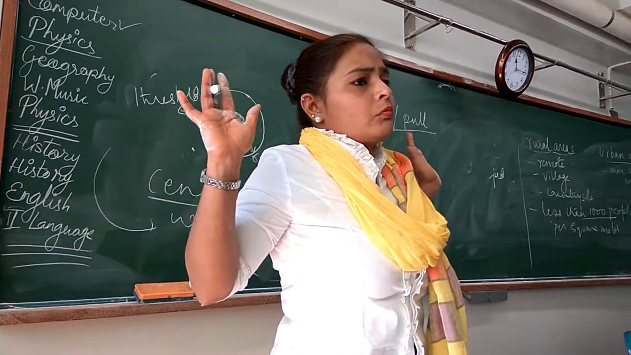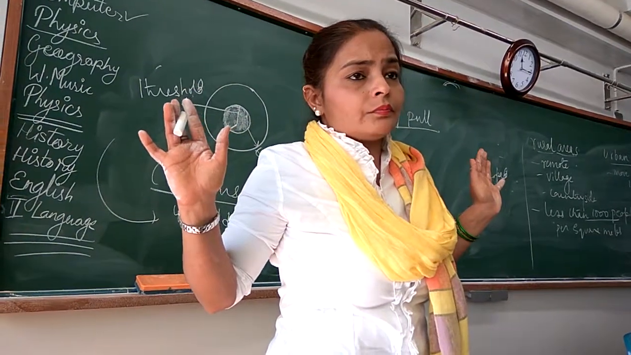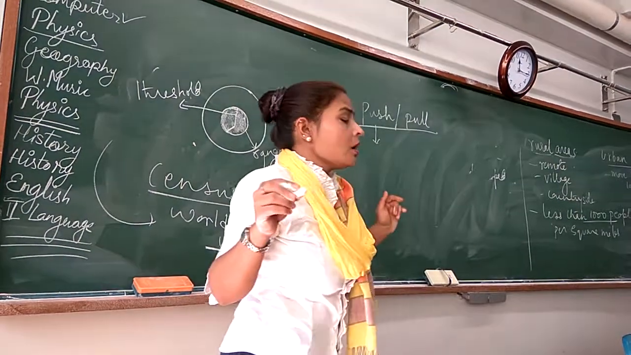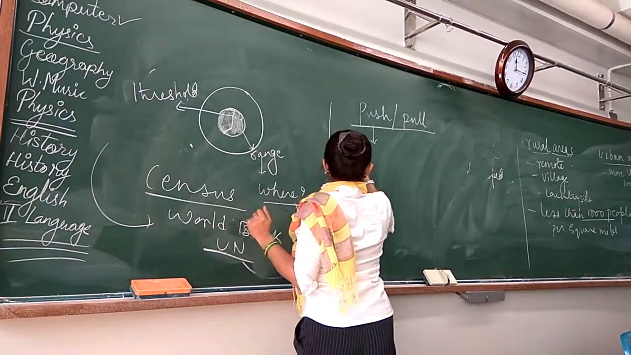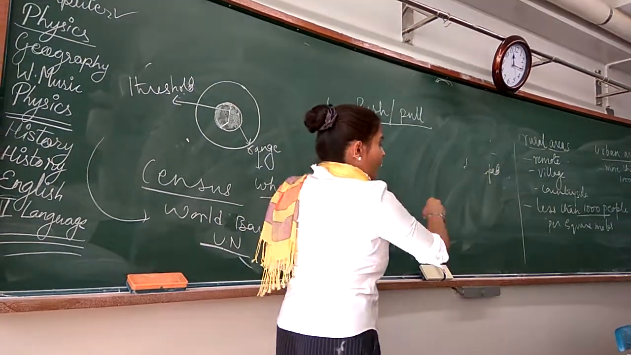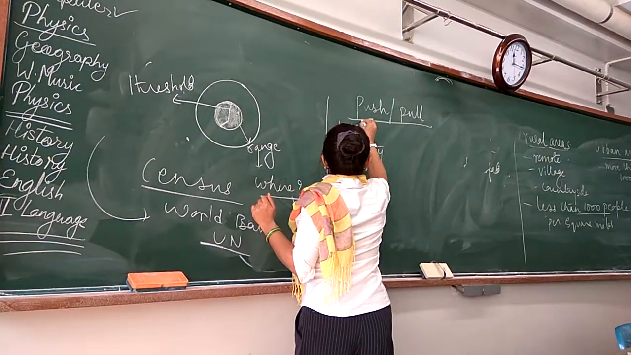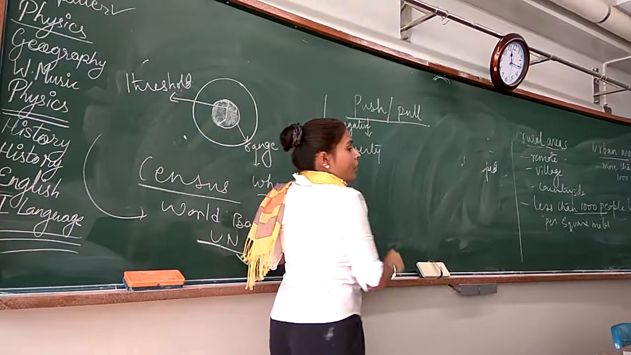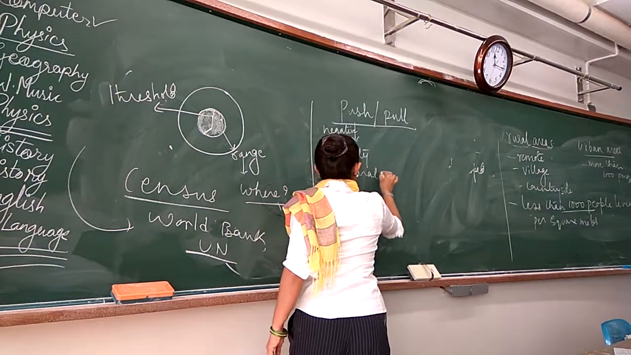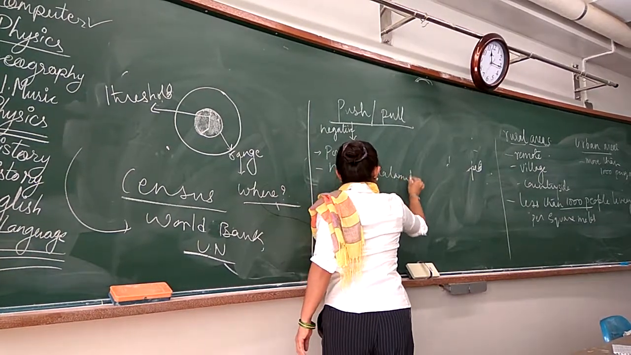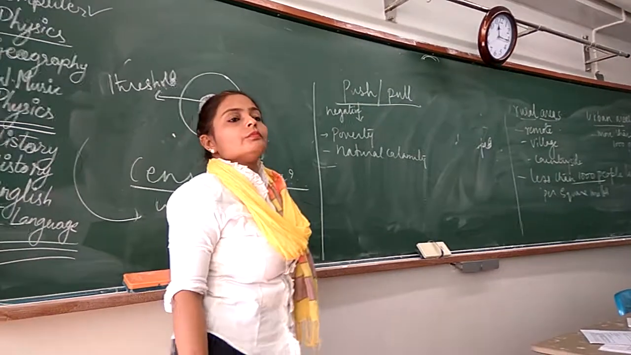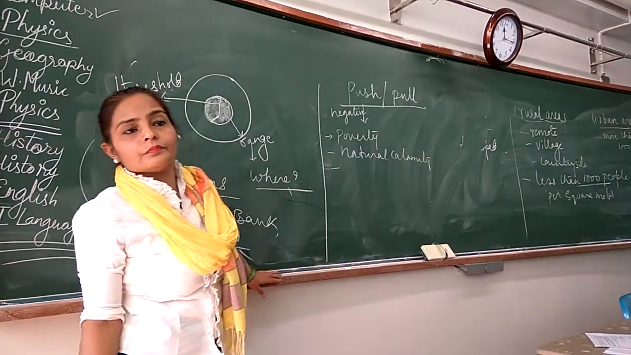What could be the causes of the push factors? Poverty. So let's talk about the push factors first. Poverty. Push is negative, right? Natural calamities. Push is negative, very good. Natural calamity. Urbanization. These are the first major points we are going to talk about.